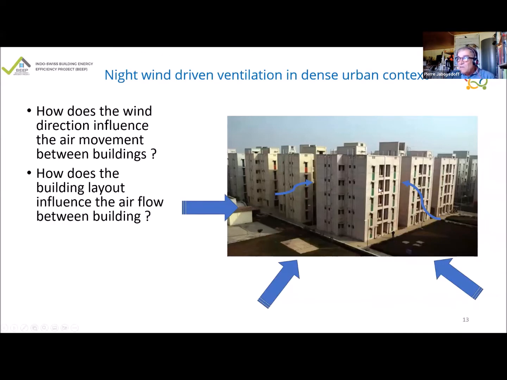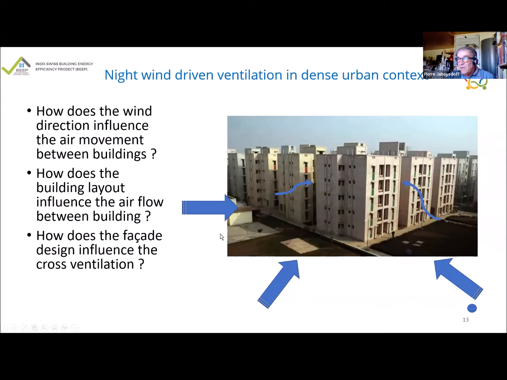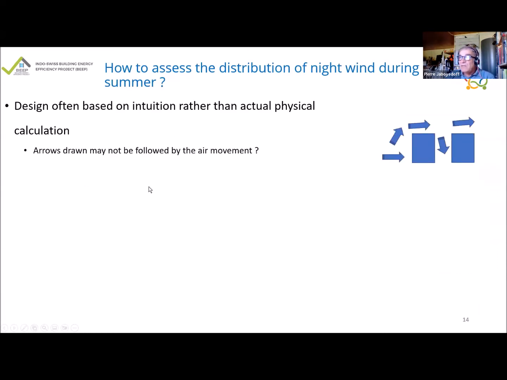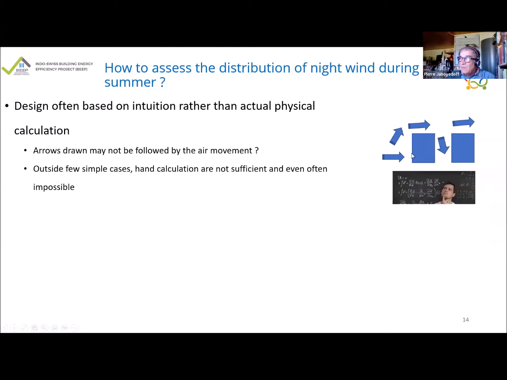Then you also have the layout of the building, of course, that we see here. The facade design will also have an influence on whether you are able to have cross ventilation. Of course, also the distribution of the flats, the way they are placed architecturally in the buildings. So generally, we can see that the design of natural ventilation, which means the building massing to start with, is often done with intuition. And one of the questions is, are the arrows showing really how the air would move, or is it just a drawing that people do and imagine?